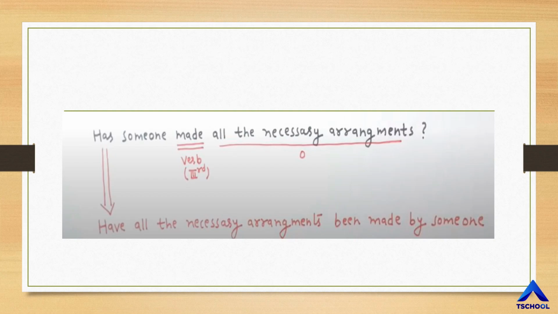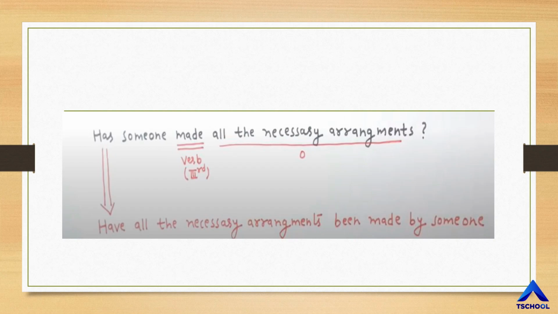How have we identified? Because in the question there is one helping verb. Which is the helping verb? That is has. So we can say from the question that the verb that has been given, that is made, is in the third form. So while converting from active to passive, has would be converted to have. And talking about arrangements, that is the object. Arrangements is a plural case, right? So the answer would be have all the necessary arrangements been made by someone.